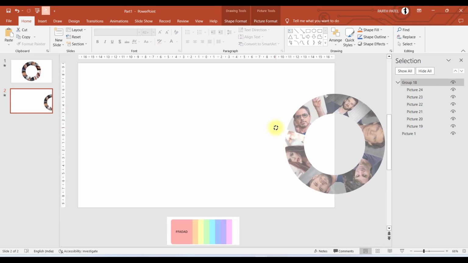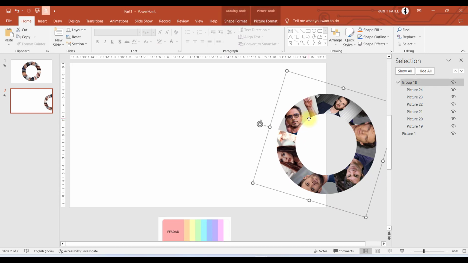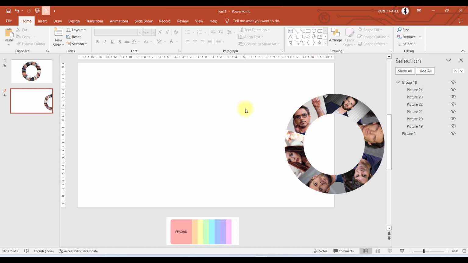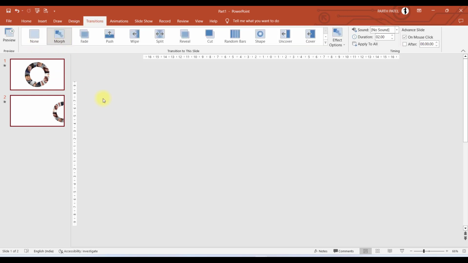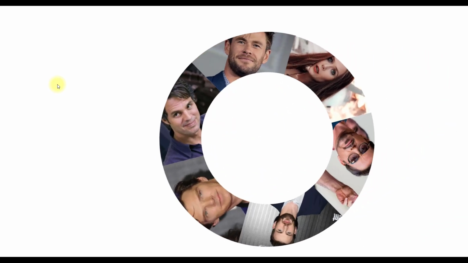And we will start from Iron Man. So Iron Man will be placed in the top left corner like this. So if we select all and apply Morph Transition, now we can see that after inserting photos, it looks like this. But we don't want it like this.